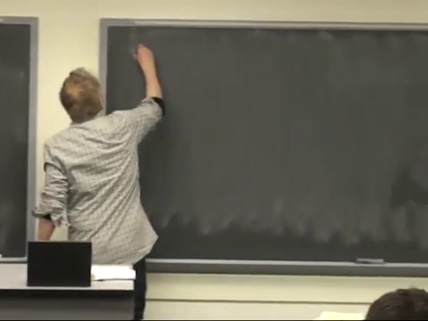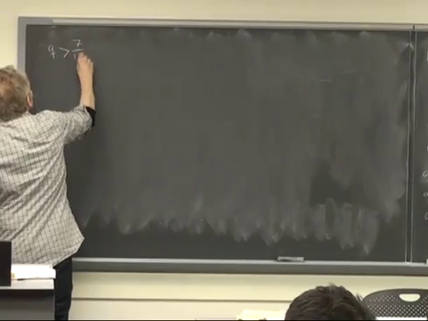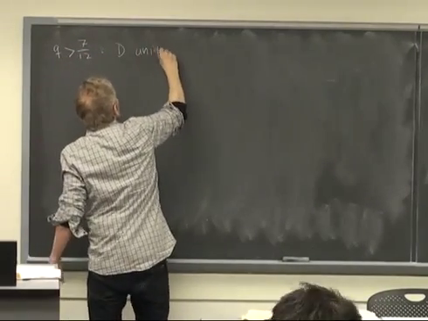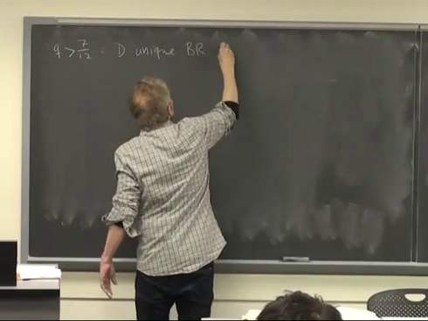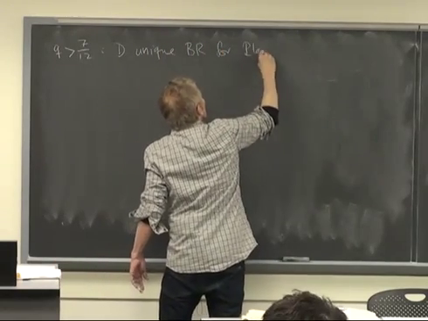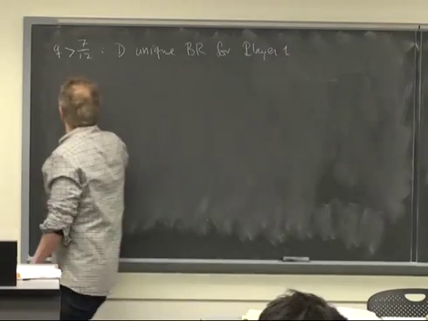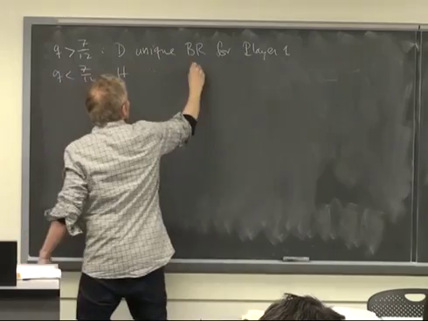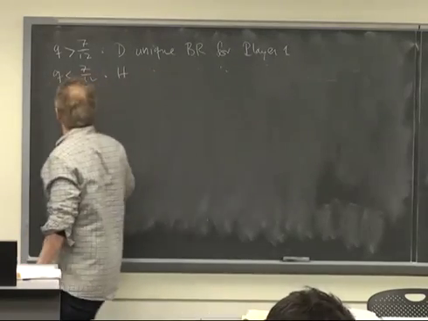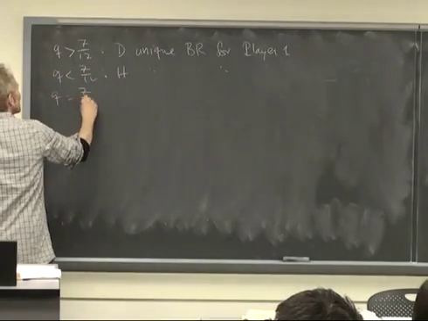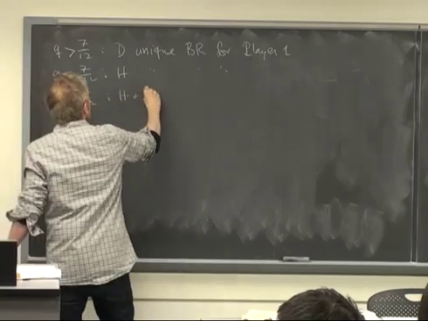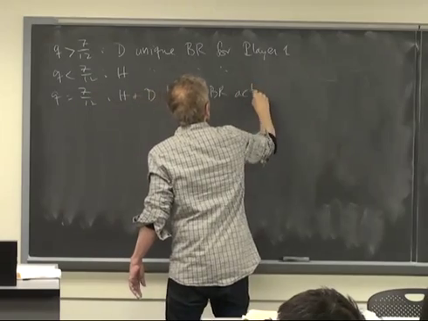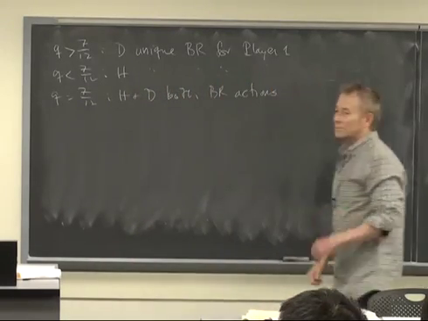So if Q is bigger than 7/12, that's what it comes out to be, D is the unique best response for player 1. And if Q is less than 7/12, H is the unique best response, best reply for player 1. And if Q equals 7/12, H and D are both best reply actions for player 1. Okay?